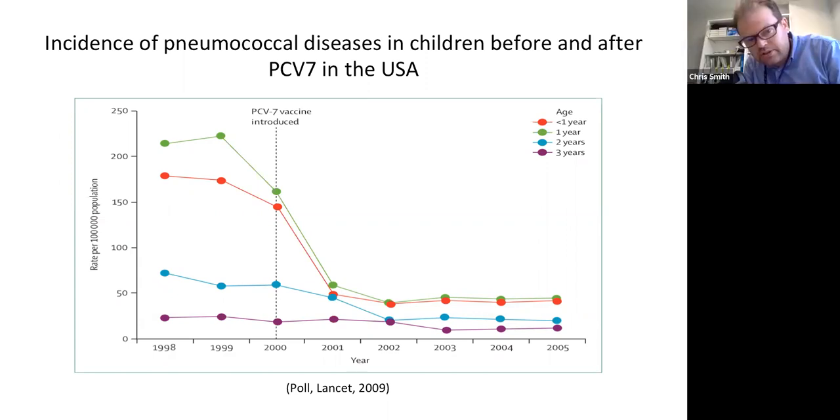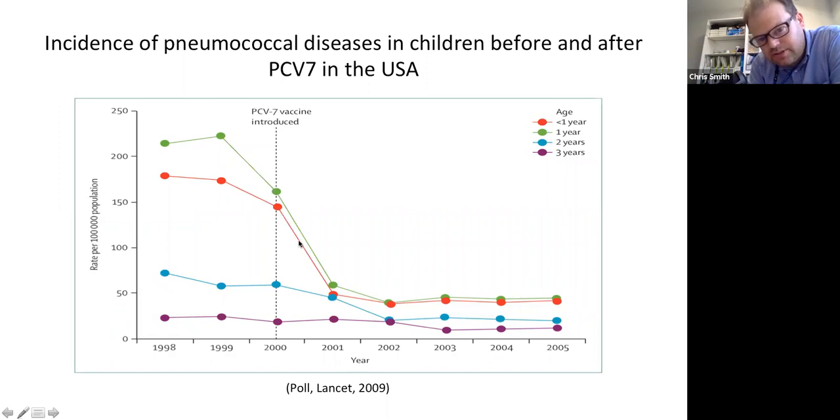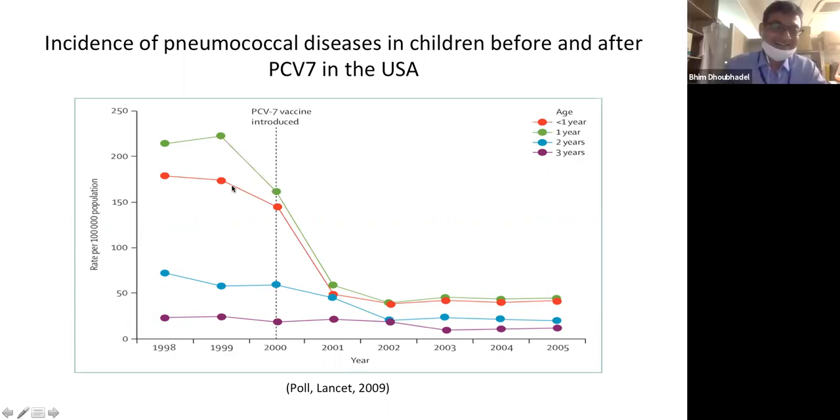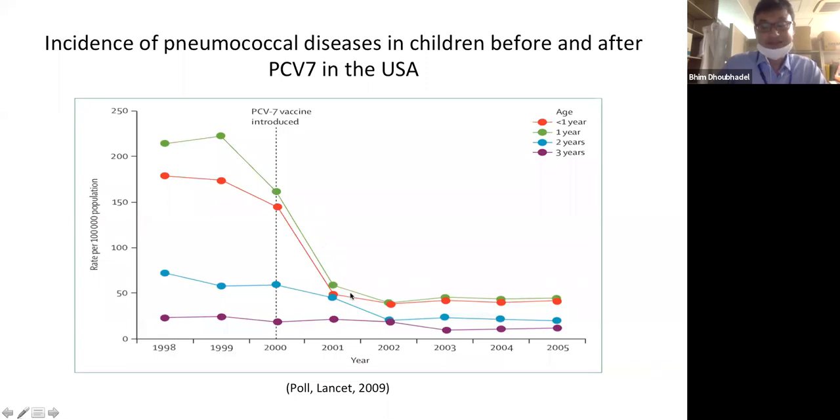May I ask a question? Sure. Sorry to interrupt, but in the under-1 age group it was already reducing before the vaccine was introduced. So what's the explanation for that? Some people may say, if you just follow the green line, it's already reduced, and when the vaccine is introduced it continues to reduce. I think it's just a variation in the data, just by chance. Yeah, I think so. Thank you.